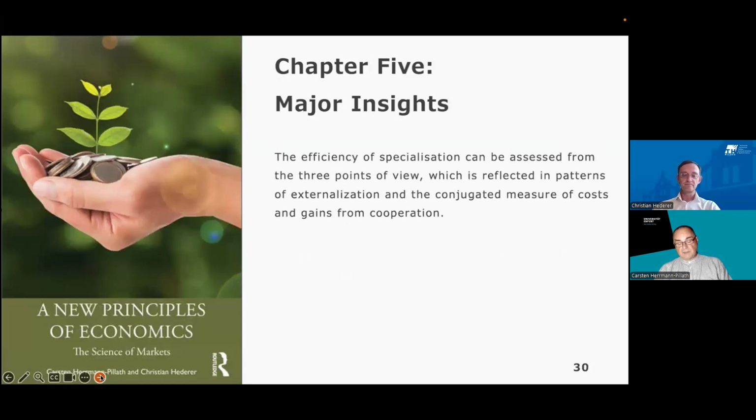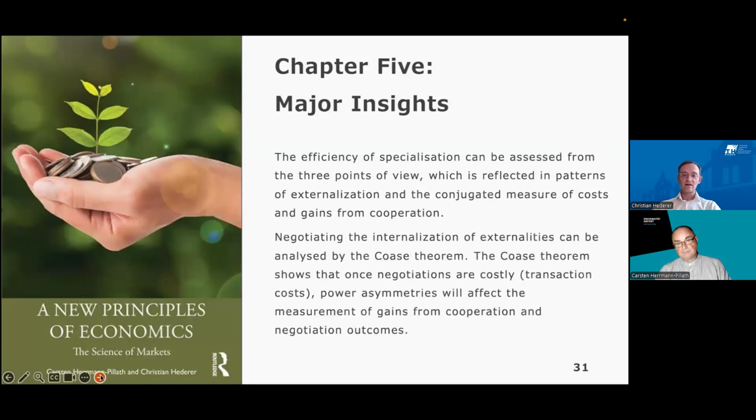We showed that the assessment of efficiency of specialization as well as the internalization of externalities resulting from this specialization depends on which of the views that we introduced in chapter 2, first, second, or third person, is taken. In a third-person view, the measure of efficiency has to take account of externalities on non-human actors as well. We finally introduced the Coase theorem in the context of negotiating the internalization of externalities. In the presence of transaction costs, negotiation outcomes will strongly depend on the initial allocation of rights and the related power asymmetries.